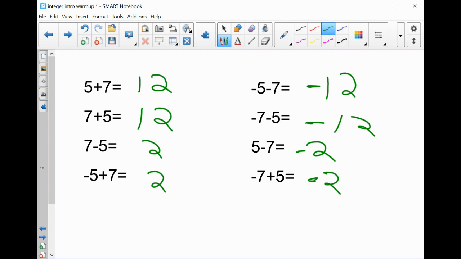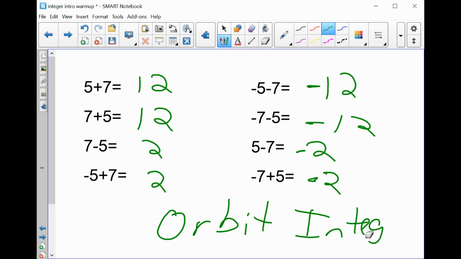And keep on practicing. One of my favorite games out there to practice adding, subtracting positive numbers is a game you can find anywhere. Several different game sites on the internet. Orbit Integers. Love it. A lot of good practice. Have fun playing it. See how quick you can go. See what rate you can get. See how many times you can win first place.